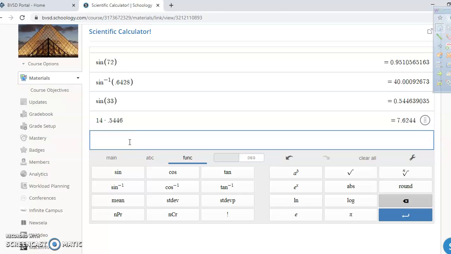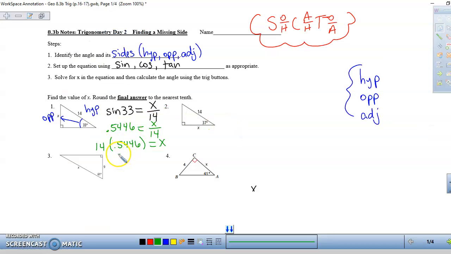Now, generally for side lengths, we are going to round to the nearest tenth. So here we have 7.6 would be our final answer. So I'll go back over here, and this is going to be 7.6 is equal to x. Okay, and so that is for number 1. Okay, so on the next one, I'm going to let you try and do that on your own, and then I will go through it. So take a minute and try this one just like you did number 1.